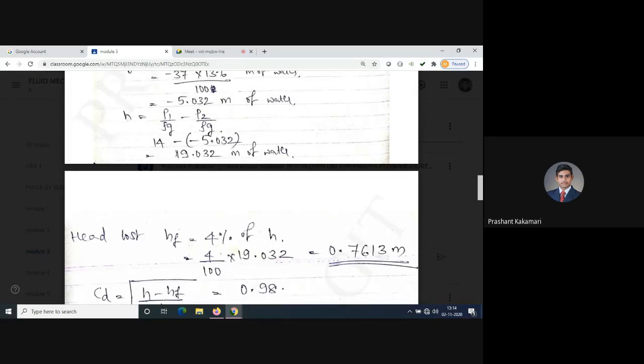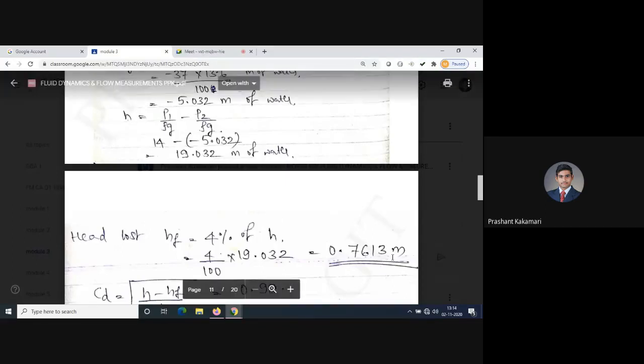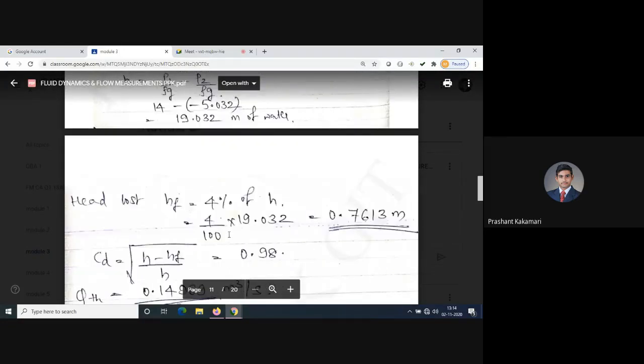Okay, so this head loss, or you can recall it like a theoretical head loss, is 19.032. Now considering in actual flow, 4% is the loss. So from this 19.032, you remove the 4% of value. That 4% of value is 0.7613 meters. Once you remove this value, I will get the actual head loss.